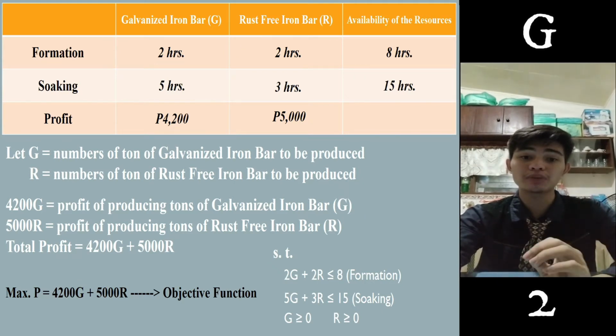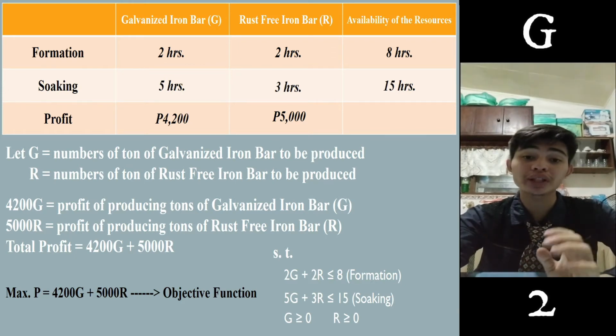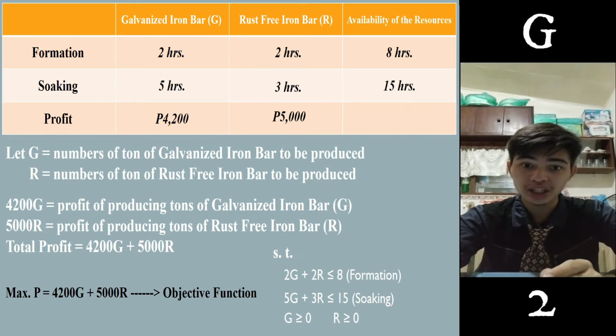For the formation department, the galvanized iron bar and rust-free iron bar each require 2 hours. The availability of the resources of the formation department is 8 hours. For the soaking department, it will be 5 hours for galvanized iron bar and also 3 hours for the rust-free iron bar, and the availability of the resources is 15 hours. For the profits, the galvanized iron bar has a profit of 4,200 pesos, and the rust-free iron bar has 5,000 pesos.